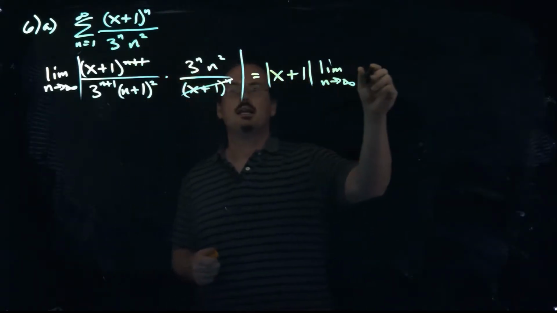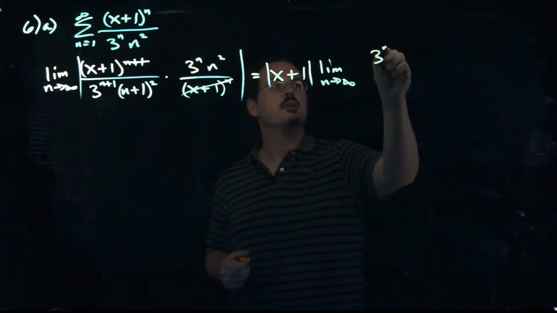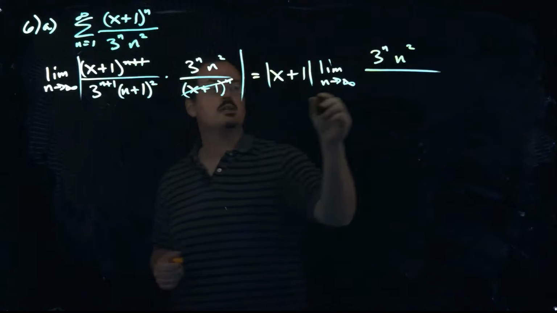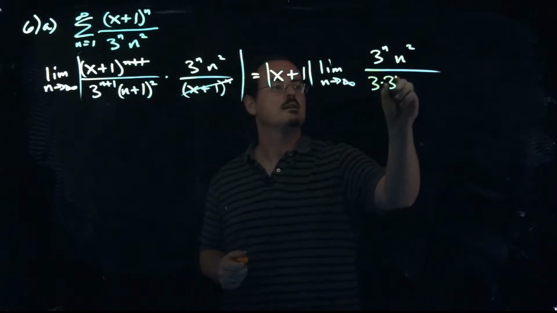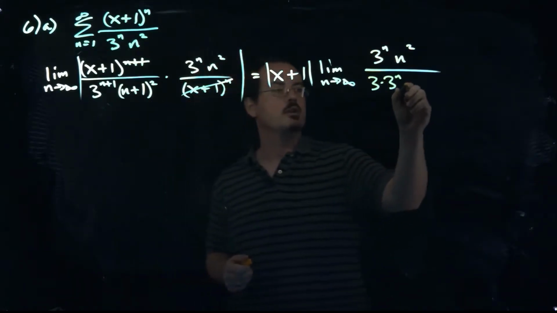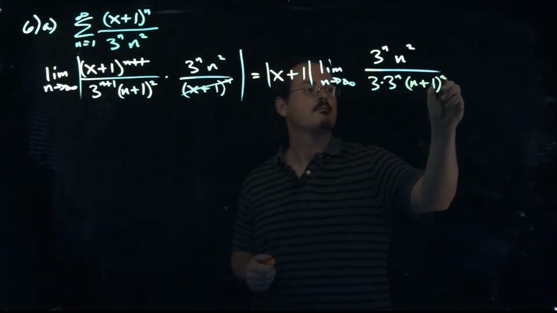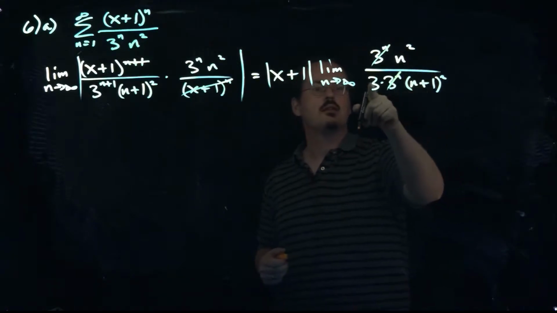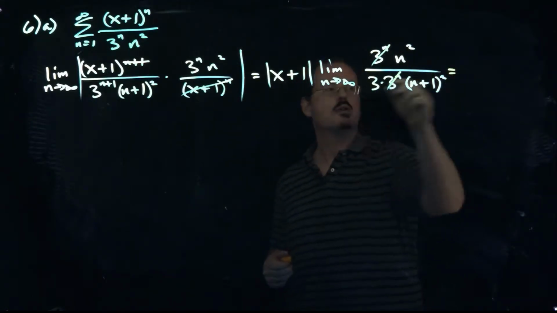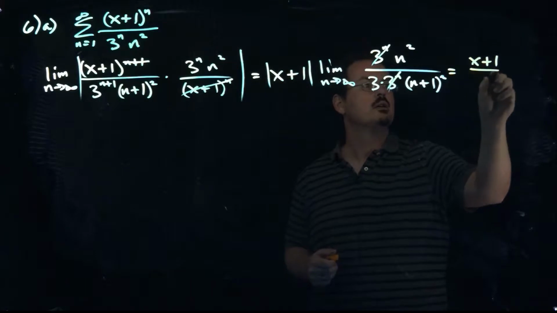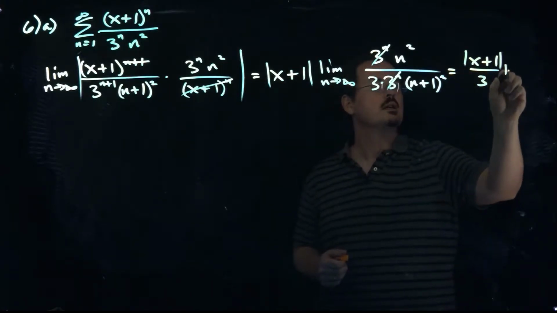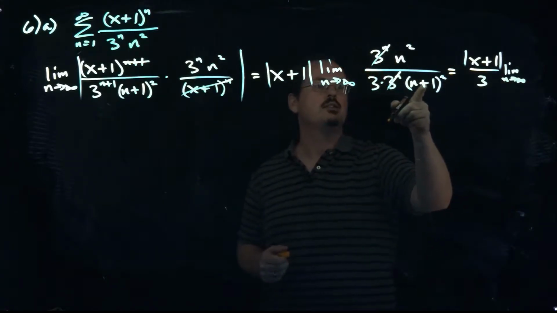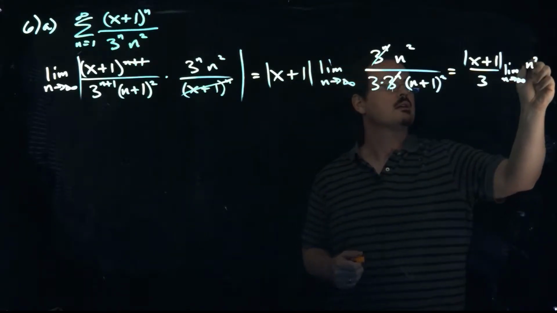Let's rewrite this as, well, the denominator anyway. Copy the numerator. We'll rewrite the denominator as 3 times 3 to the n, and leave that one alone. Okay, so these will cancel. So that 3 down in the denominator, we can pull that out as well. So we'll have x plus 1 over 3. And then what's left? n squared over n plus 1 squared.